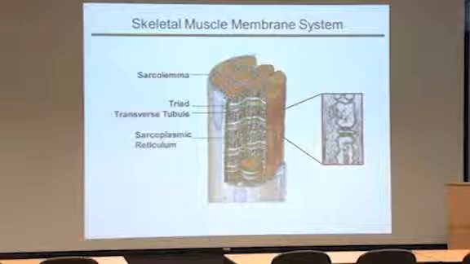If you look at an EM, you can actually see the transverse tubule abutted on each side with sarcoplasmic reticulum. If you look closely, you see these electron-dense structures here. These are actually the ryanodine receptor calcium release channels.